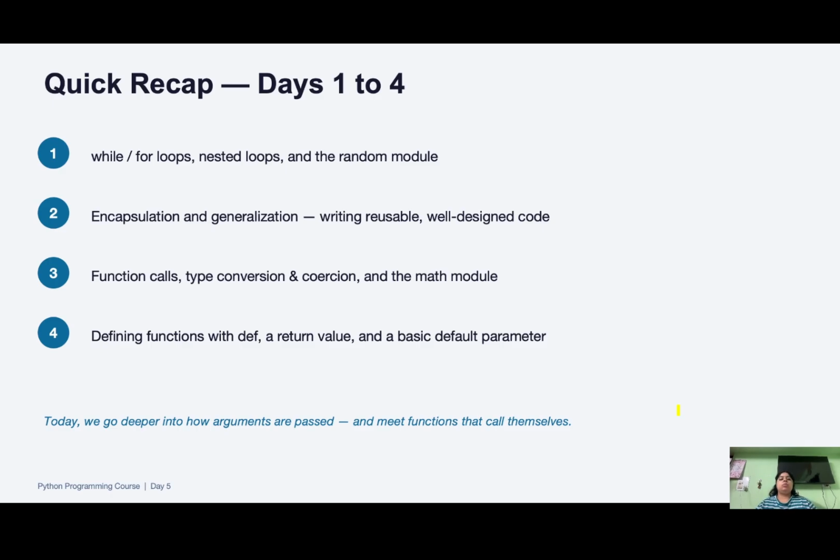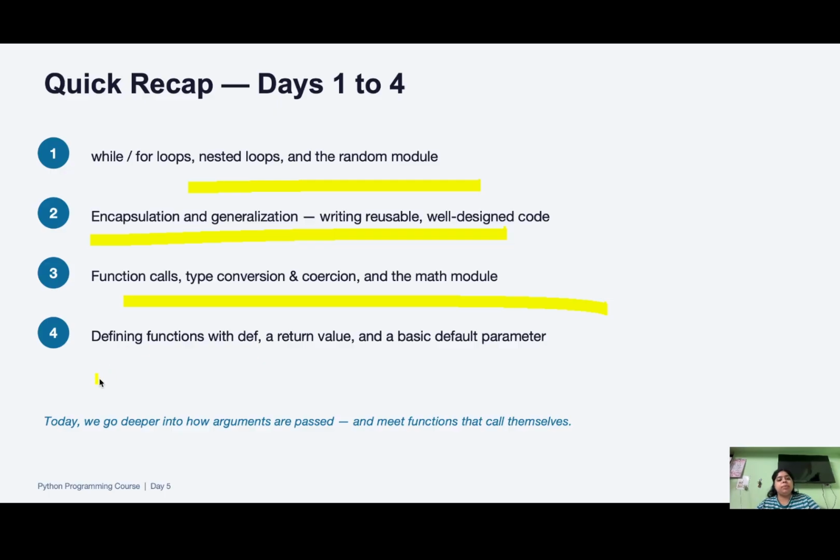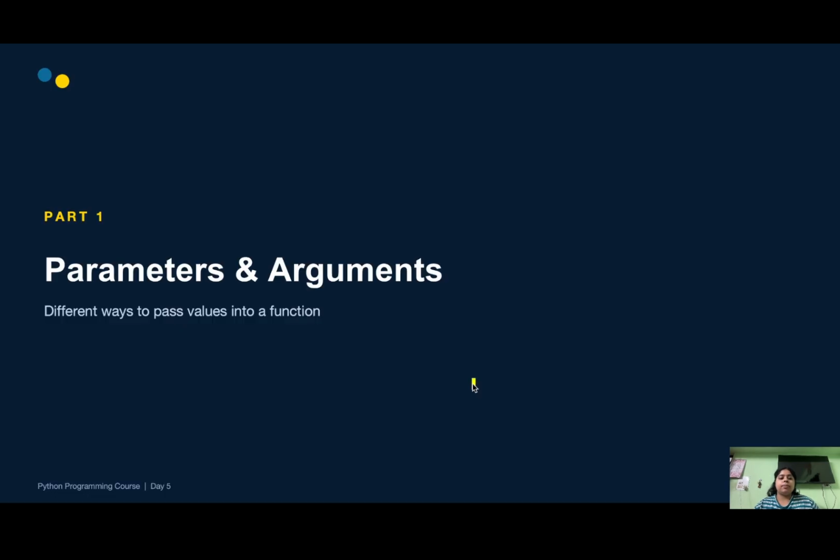So what we have learned in the previous videos: we have learned about while loops and for loops, nested loops, encapsulation and generalization, and why they are important. Function call, type conversion, quotient, and the math module. We have completed all this. We have talked about pre-built functions, and we have also learned how to create your own function according to your needs. So let's talk about parameters and arguments, different ways to pass values into a function.